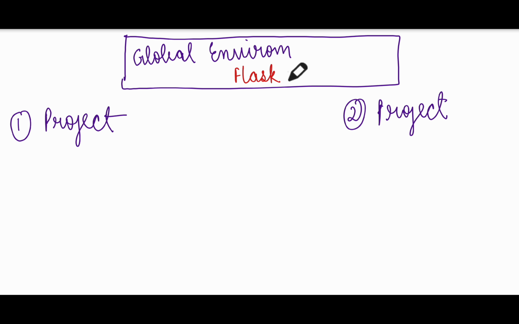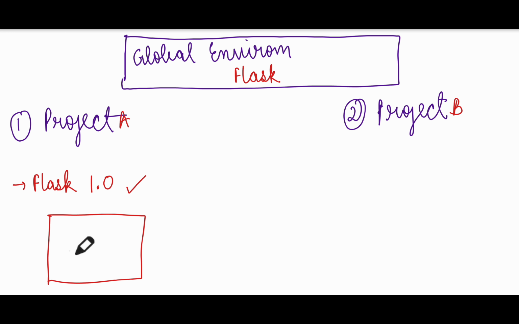Now it can have various versions. For project A, what is my requirement? I need Flask 1.0, because it requires an older version of Flask and is not compatible with a newer version. So I'll install this, create my Python code, and run my whole front end. By default, globally, my Flask version is now 1.0.